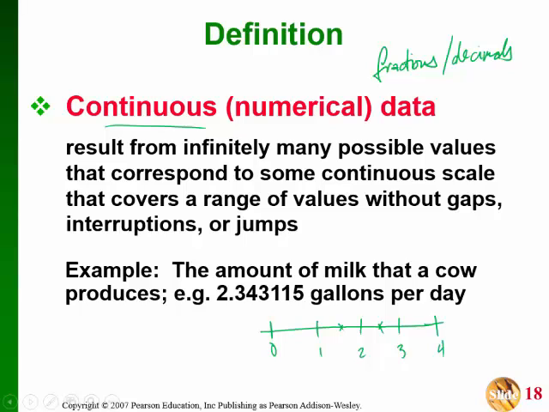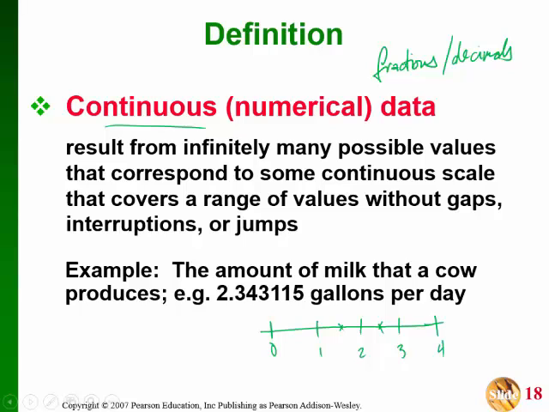So the number of eggs a hen lays cannot be fractional, right? But the amount of milk that a cow produces in gallons is fractional. You can say 2.5 gallons, you can say 2.34 gallons. So. All right.